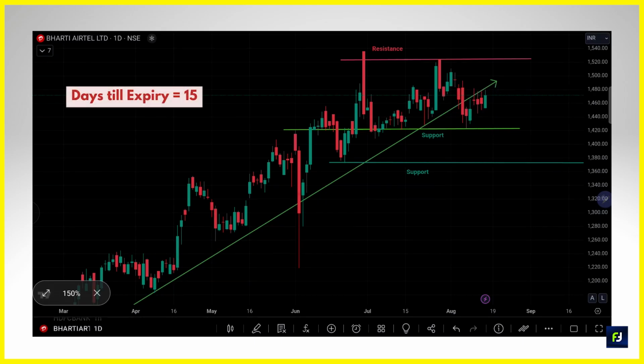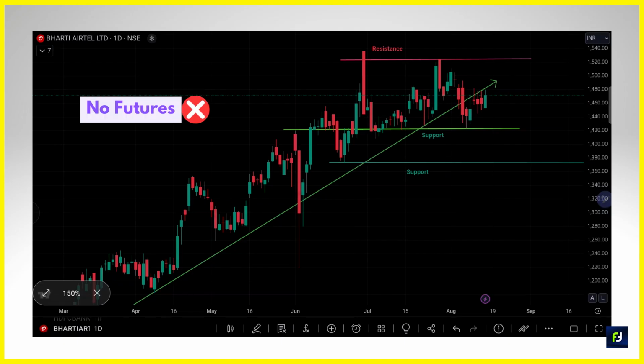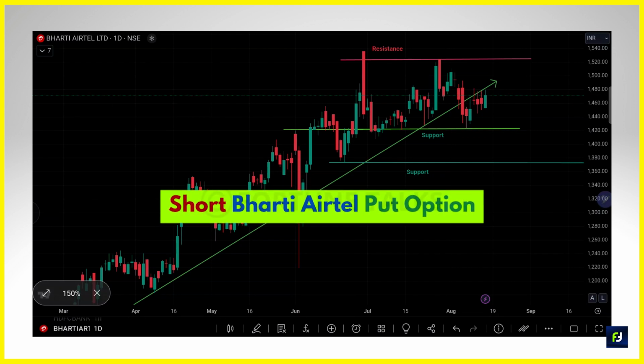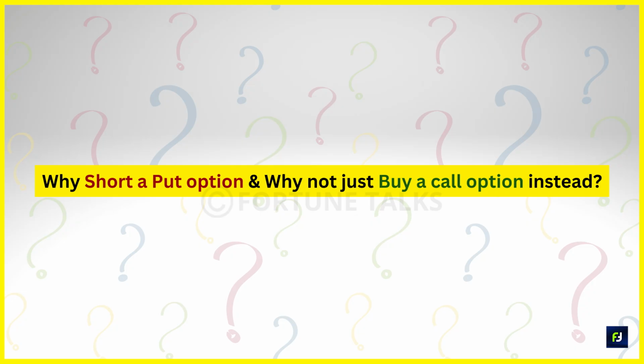There are about 15 days to expiry. You don't want to short futures as you don't want to be bothered by the M2M fluctuations. And since you don't want to miss out on this opportunity, you decided to short a put option. Now, you might have a question in your mind. If you are bullish about a stock, why write a put option? And why not just buy a call option instead? This is a solid question.